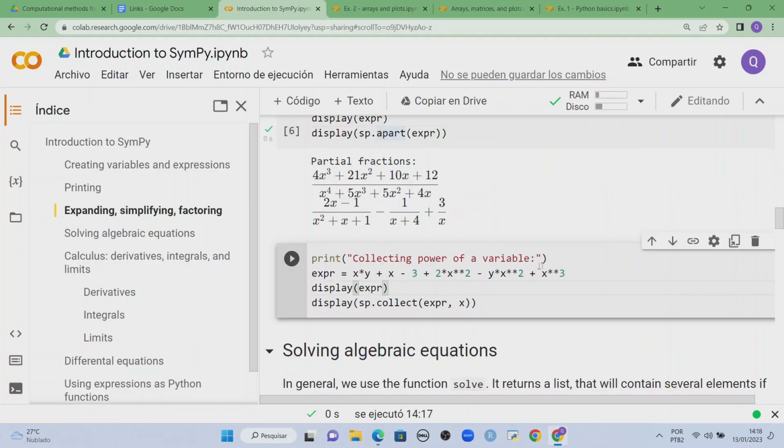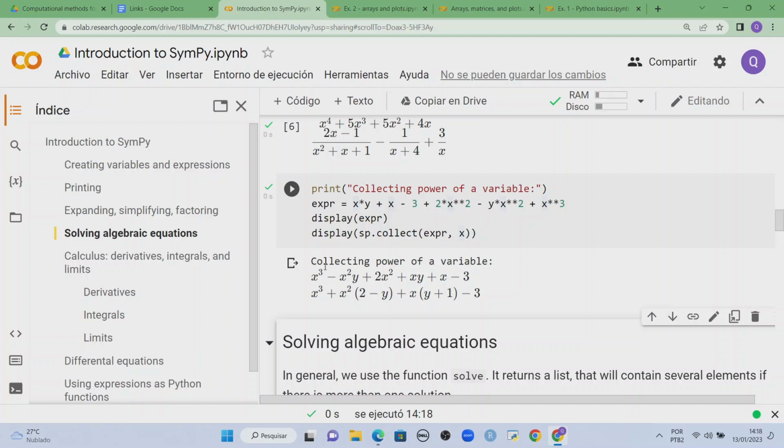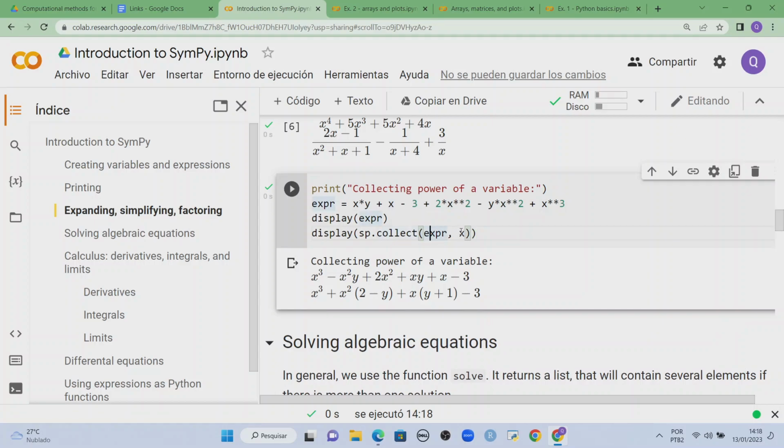And finally, collect, okay? Collect is nice if you have an expression and you want to collect all powers of a certain variable, then it does that for you. Here I'm looking at this expression, and I want to collect the powers of x. So when I do collect, with the expression and the name of the variable I want to collect, because I could have many more variables, I could collect in terms of powers of x or y, or any variable, okay? Then it gives me x cubed, x squared times the factor, x times the factor, minus 3. So you see that you have all the powers of x very well organized, okay? This is what collect does, okay?